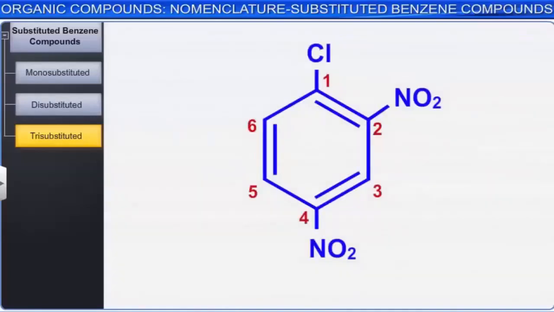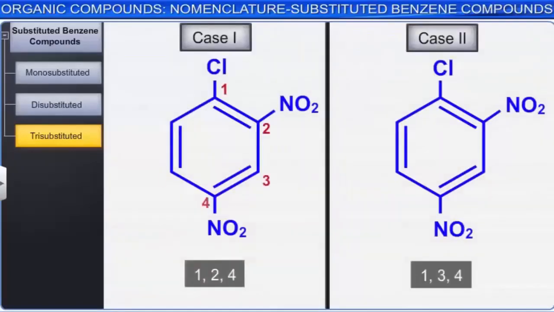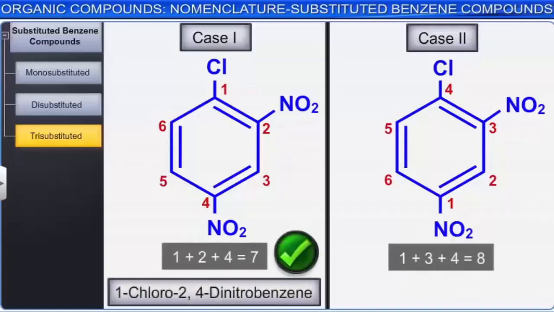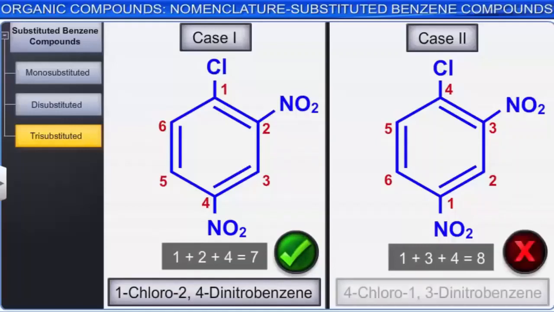In this compound, there are 3 different substituents attached to the benzene ring. According to lowest locant rule, the substituent positions in the ring are identified. Hence, the name of the compound is 1-chloro-2,4-dinitrobenzene and not 4-chloro-1,3-dinitrobenzene.